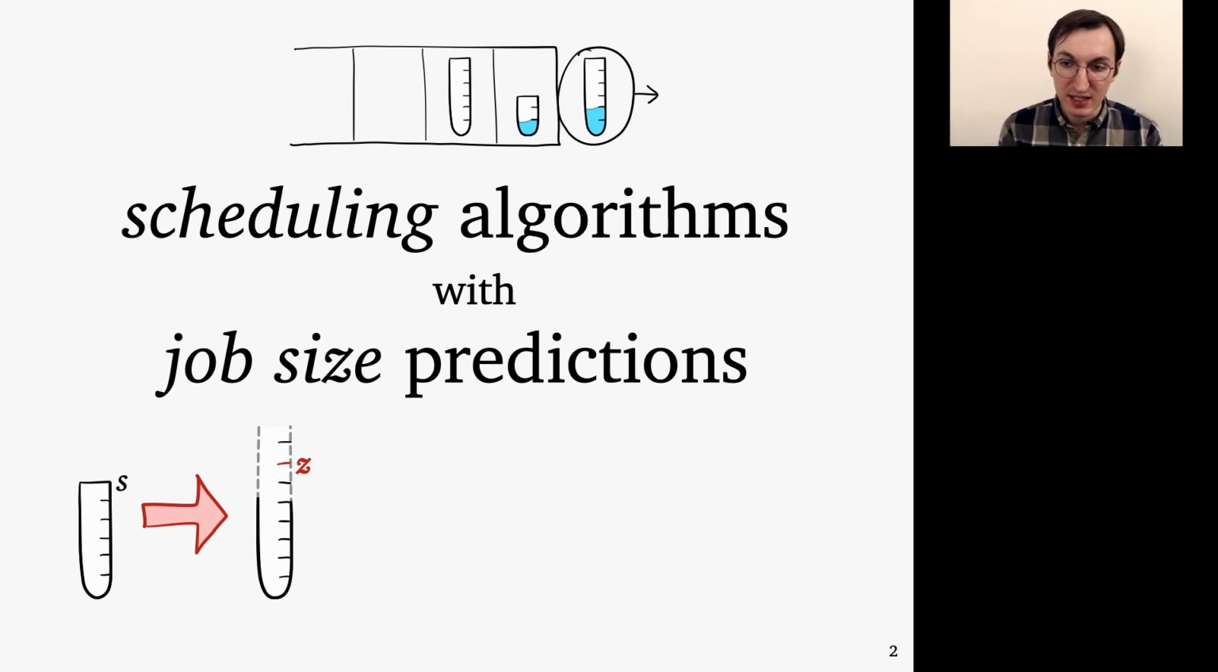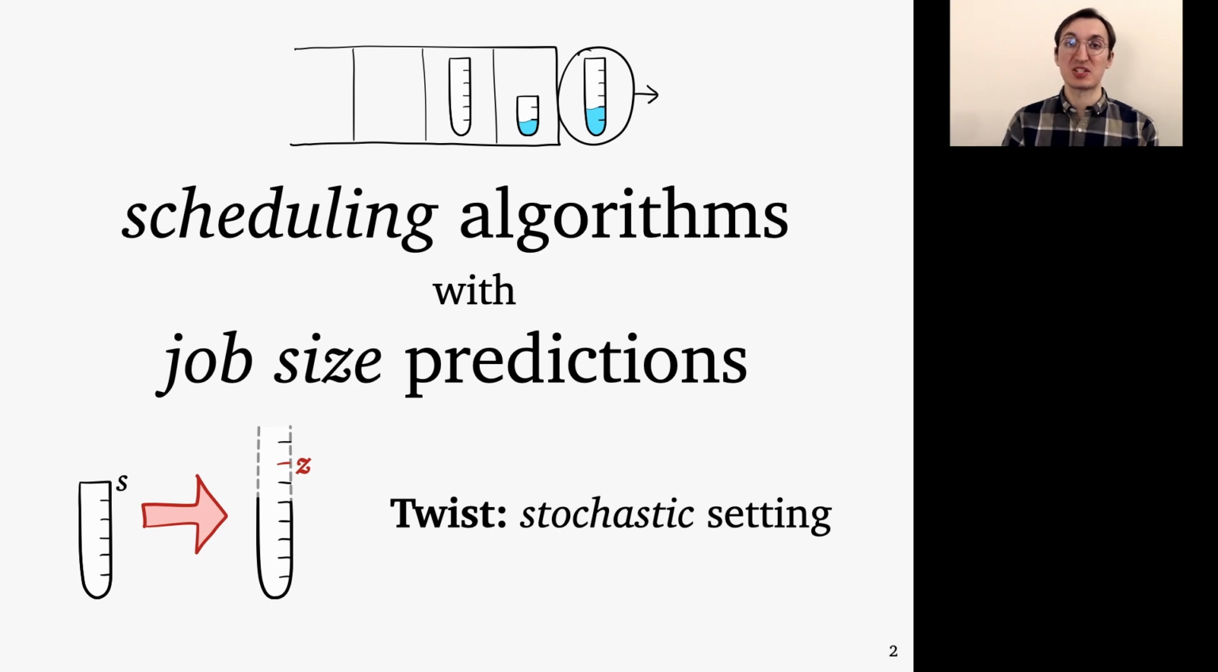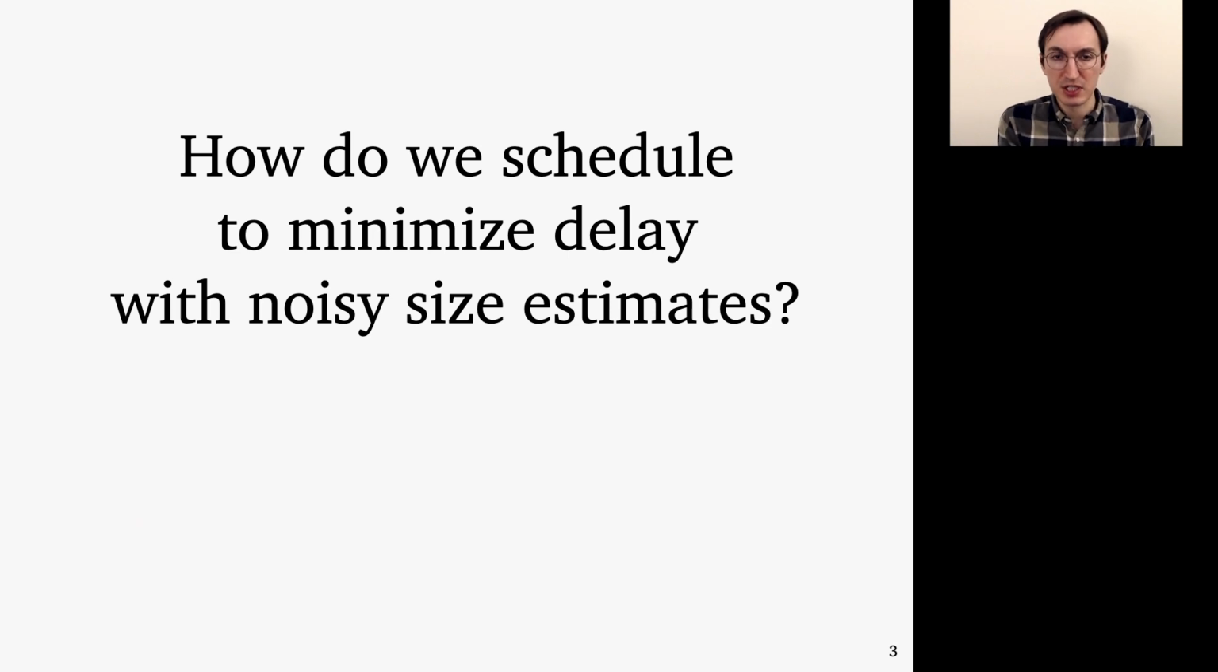And the twist is that we're going to be doing all of this from a stochastic perspective. And we're choosing the stochastic perspective because there are lots of systems in practice that are well modeled by stochastic assumptions. And so we think that this sort of stochastic modeling theory approach is going to provide the right insights for scheduling in those sorts of systems. So the question we're going to answer today is, how do we schedule to minimize delay with noisy size estimates?